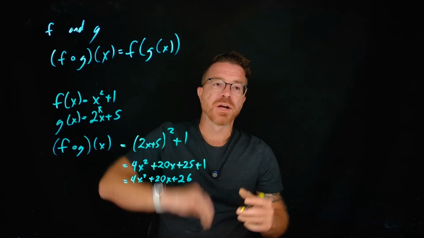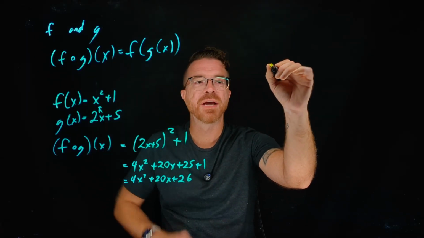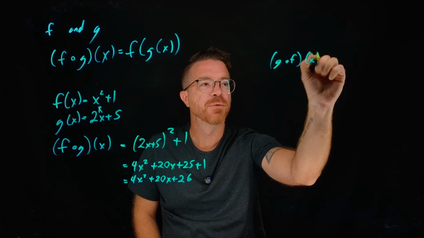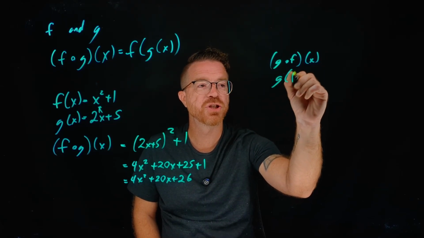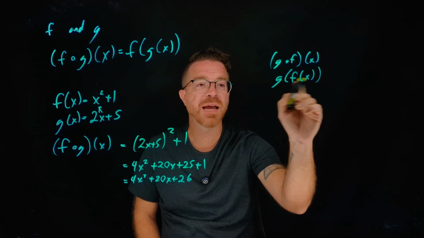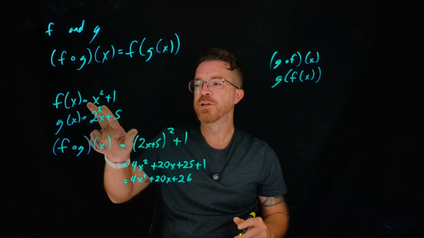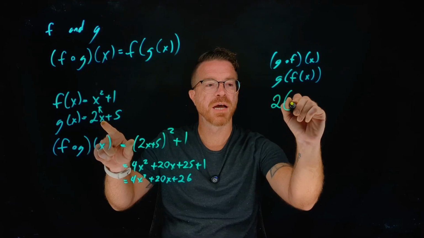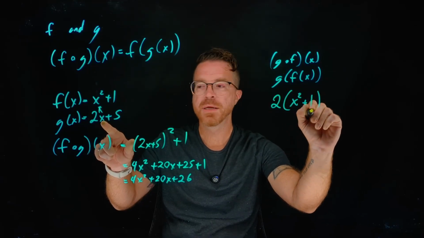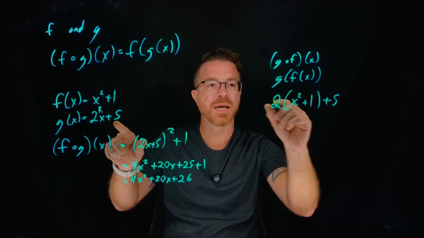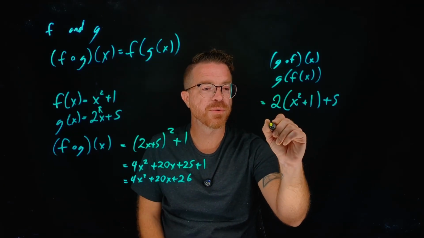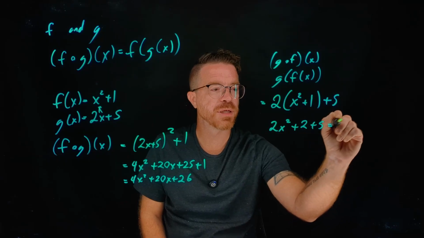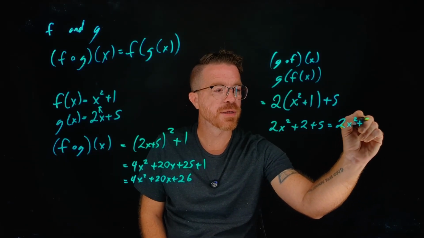What about if we went the other direction? What if instead of f of g of x, we did g of f of x? Which, remember, is not the same thing in this case. So whatever we have as f of x, we're going to plug that into g of x. So we're going to take x squared plus 1, and we're going to plug it in here. So we have 2 times x squared plus 1 plus 5. And then I'm going to distribute the 2. So this is going to be 2x squared plus 2 plus 5, which would be 2x squared plus 7.